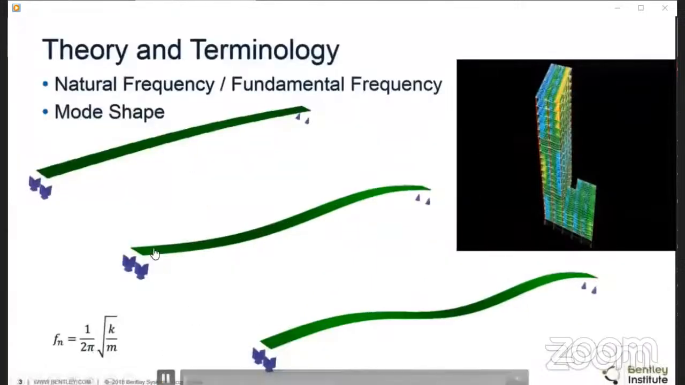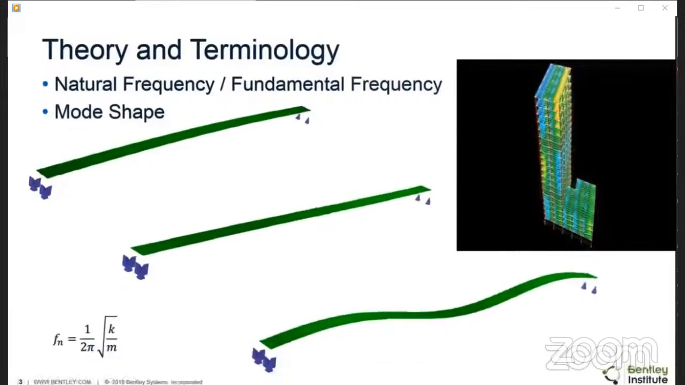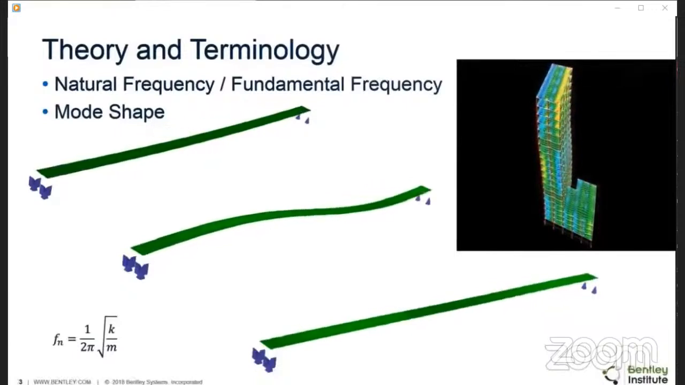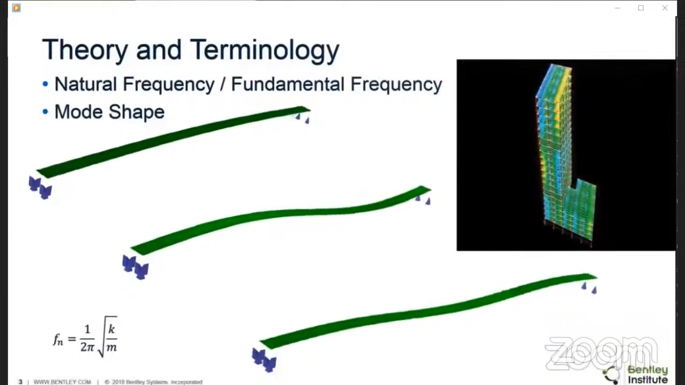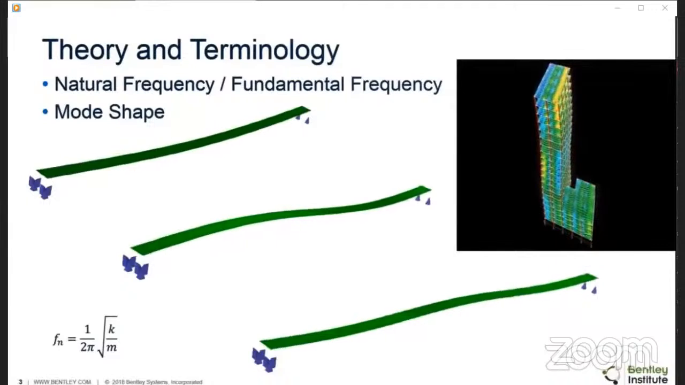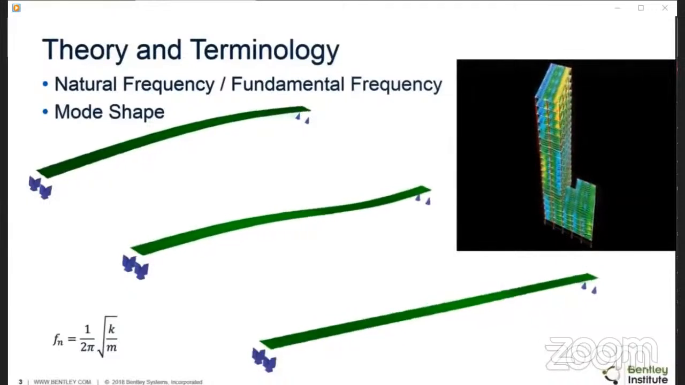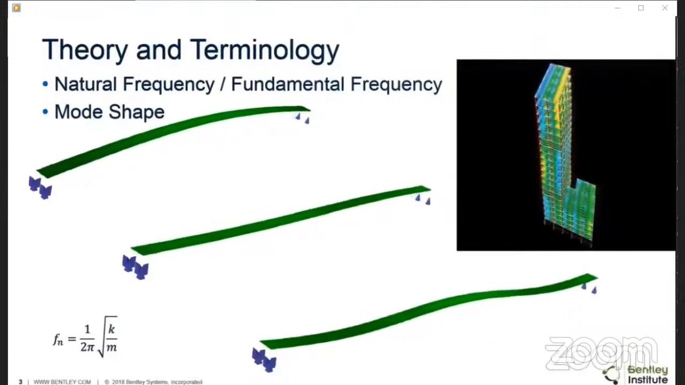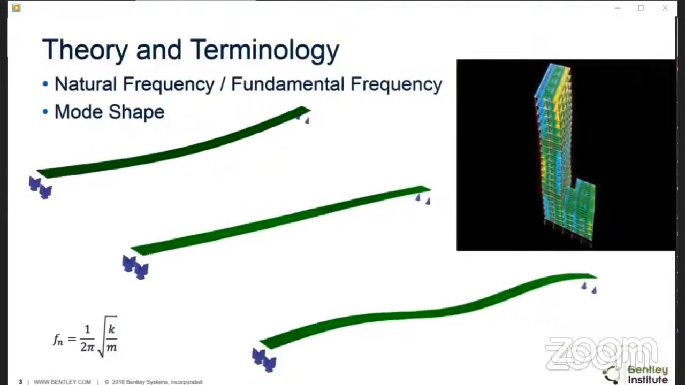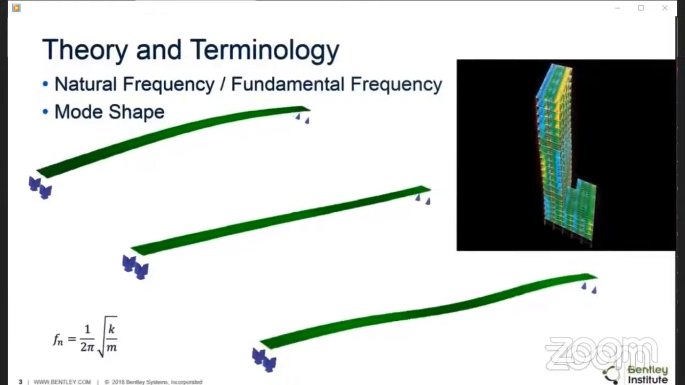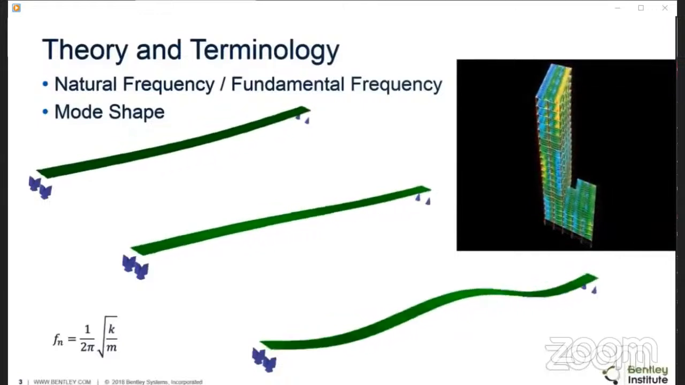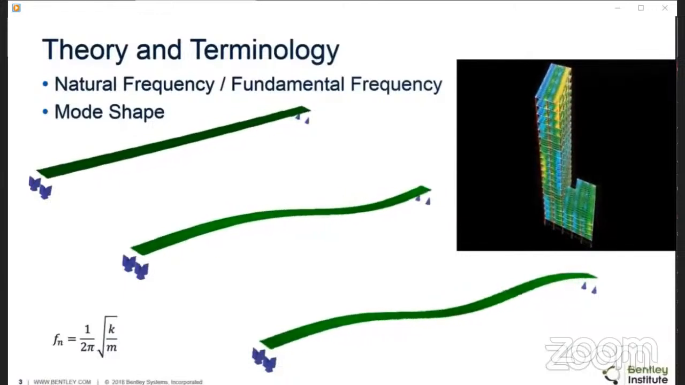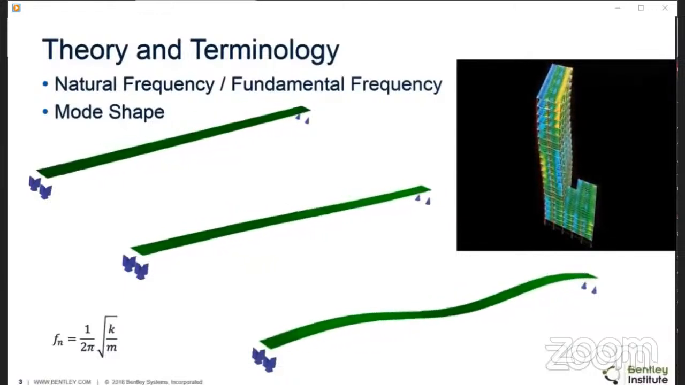Every structure has natural tendencies in the way it tends to vibrate. And it's an inherent property of the structure, just like concrete strength or density. If we look in the lower left-hand corner, you'll see a formula for natural frequency. This is for a simple single degree of freedom system. But I wanted to point out the relationship between natural frequency and stiffness and mass. So you'll see that natural frequency is generally proportional to the stiffness and inversely proportional to the mass.